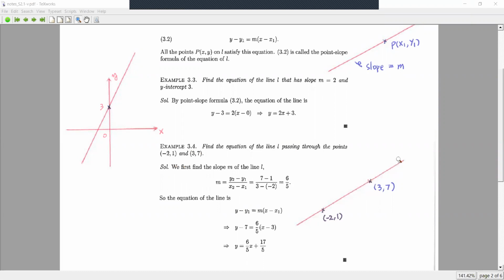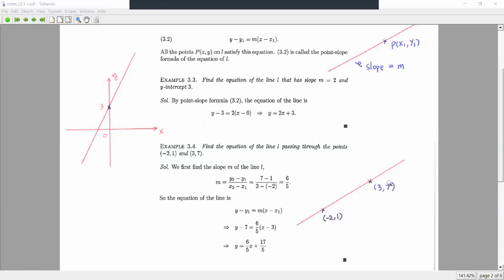To write down the equation, we need to know the slope of the line and one point on the line. We are given 2 points, so one point on the line is not a problem. The problem is we need to determine the slope of the line. By the slope formula, slope is y2 minus y1 over x2 minus x1. We have 2 points. Which point is y2? Which point is y1? It doesn't matter.